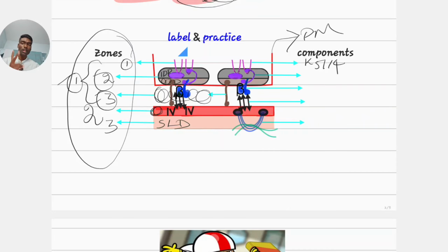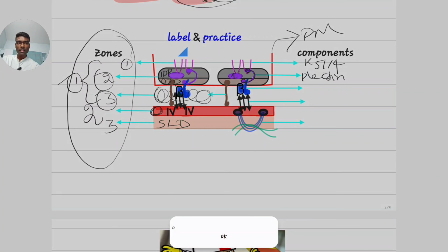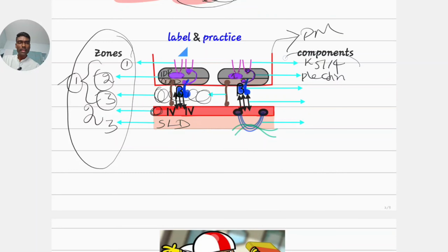Simple. In the inner dense plaque, we have two components: plectin, you can see here, and BPAG1. Finish. These three components, BPAG1, plectin, and keratin 5 and 14, are the superficial most structures. What is the superficial most disease? S for superficial, S for epidermolysis bullosa simplex. Finish.